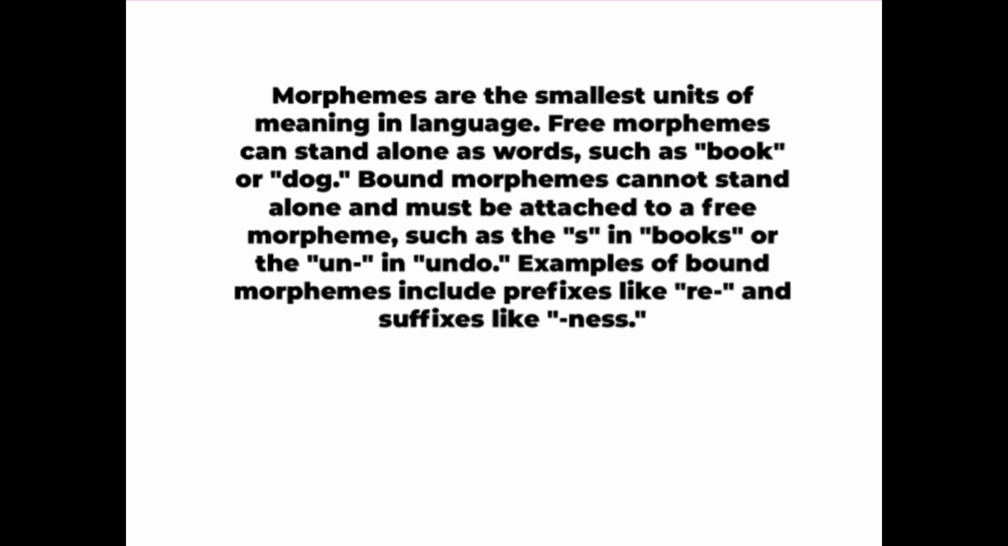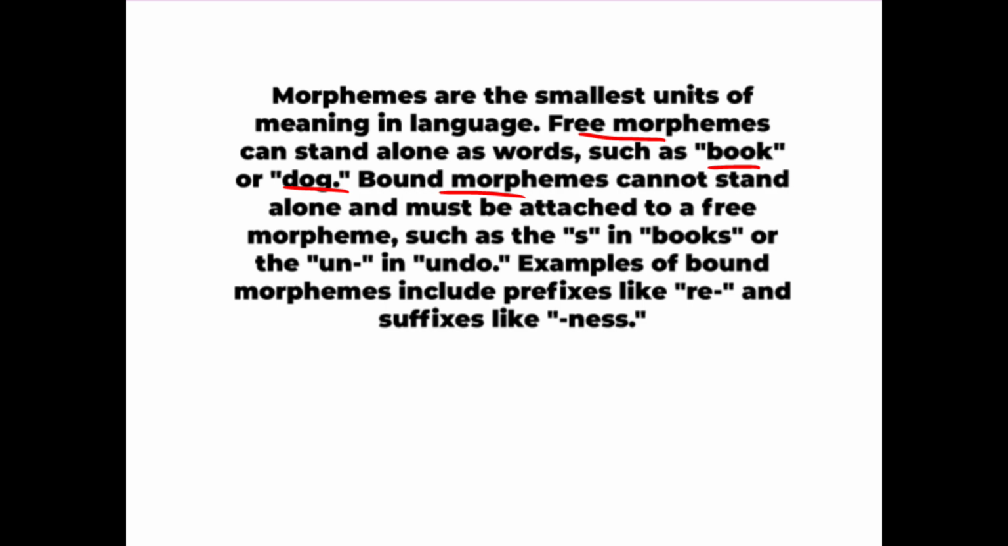Now, first we will go through morphemes. What are morphemes? Morphemes are the smallest units of meaning in language. Now we have two types. The first one is free morphemes and the second one is bound morphemes. Now what are free morphemes? Free morphemes can stand alone as words, meaning free morphemes are actually words. For example, book, dog, cat, watch, cloth. These all are free morphemes. They are not dependent on another word, they can stand freely. They can stand alone. They are independent.